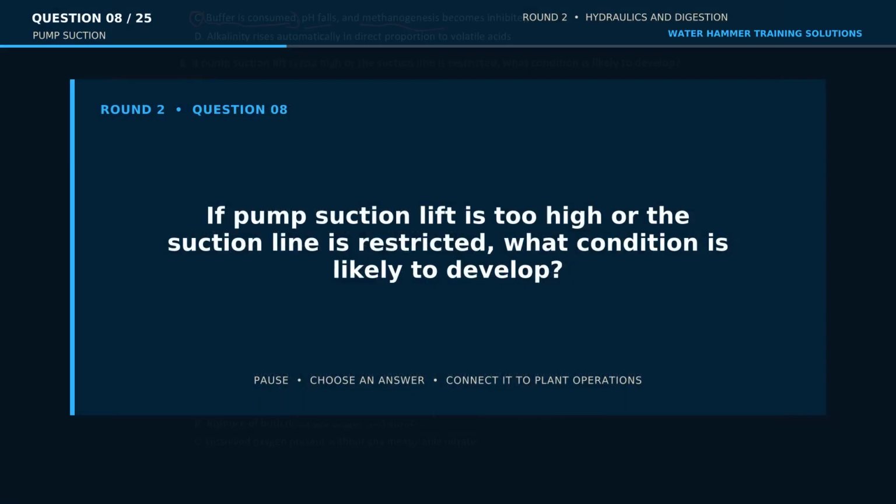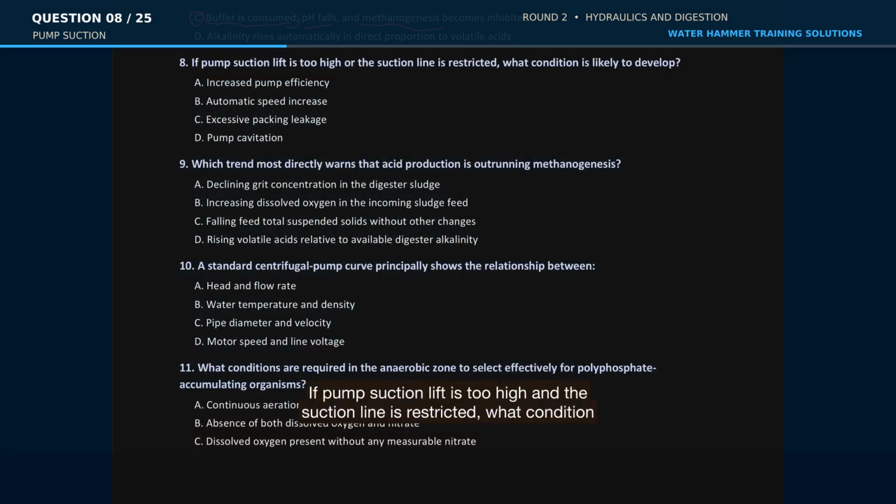All right, number 8. If pump suction lift is too high and the suction line is restricted, what condition is likely to develop? What's basically happening is that you have a pipe and it's sucking very high, right? So this is the bottom of the pipe right here, and then you're going to have air bubbles. But because it's going higher right here and it's restricted, it's going to cause the air bubbles to expand. So what condition is likely to develop?